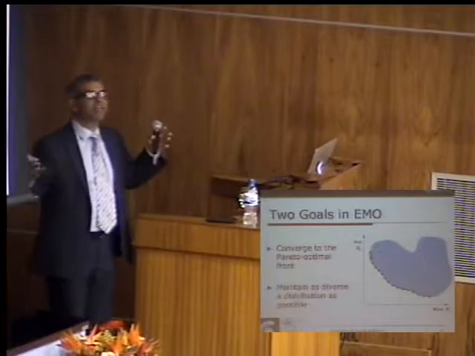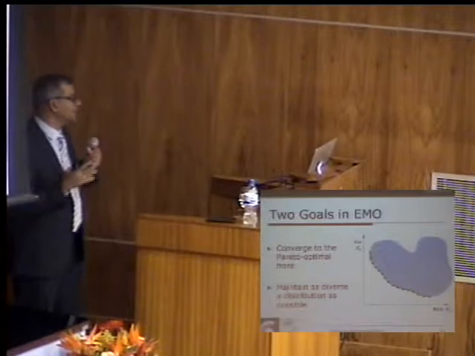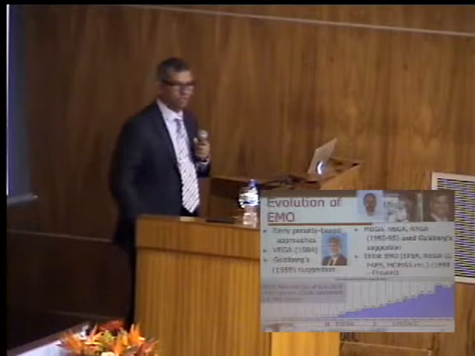So in single objective optimization, we are always concentrating on converging to the optimal solutions. We never cared about diversity, how good a diversity we get. But in multi-objective optimization, for the first time, we need to have both convergence and diversity as a focus in our algorithm, because these are not going to happen automatically. You have to do something for it.